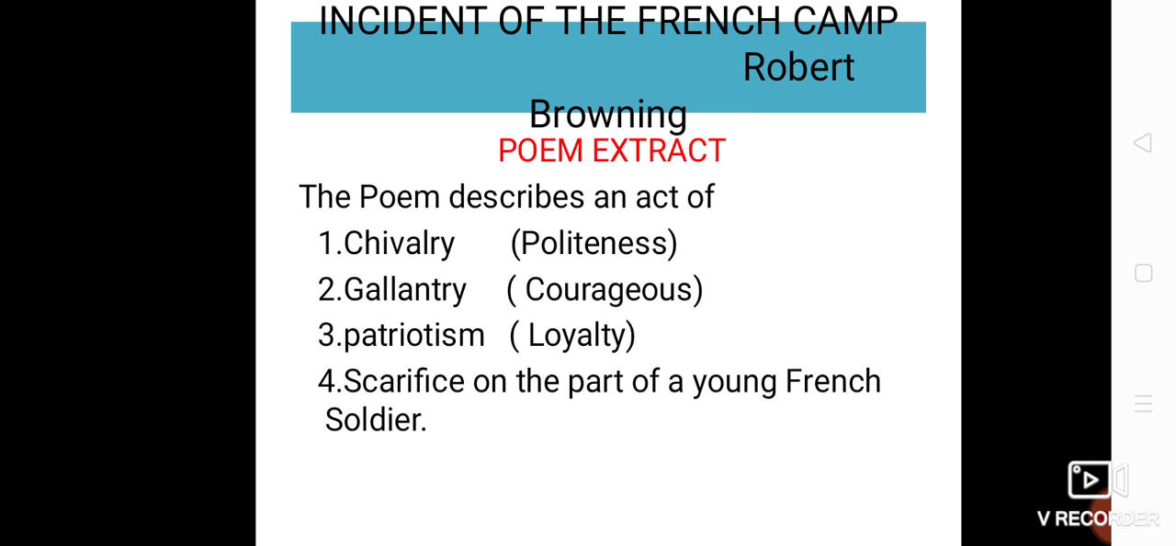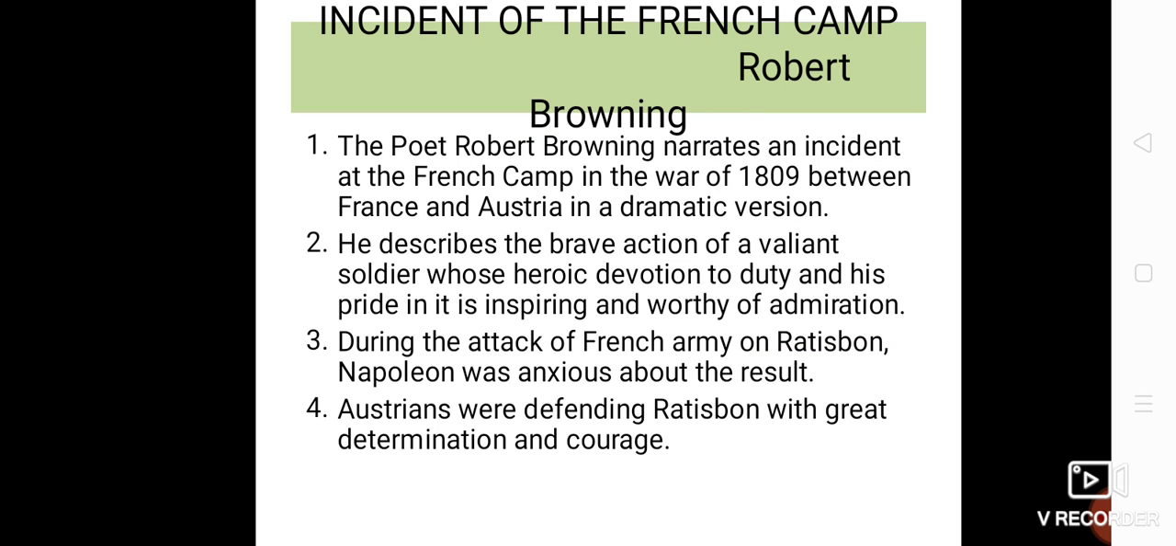What is being polite? How this particular person was so courageous, how he was loyal, and what he did at last. That is called sacrifice. How he sacrificed. Fine. Okay. So with the understanding of these four terminologies, let us move on to the poem. Here in this first point, it's in a story format where you will understand the four terminologies and their meaning.